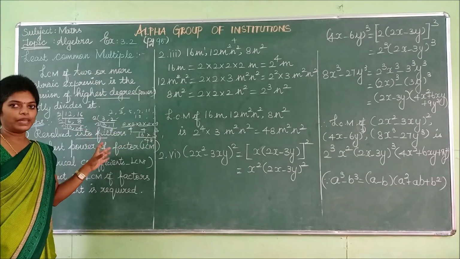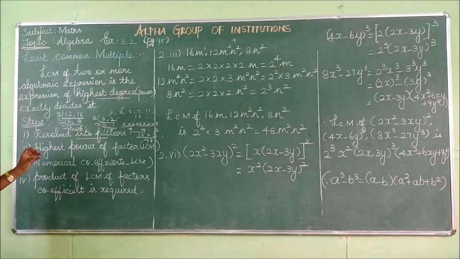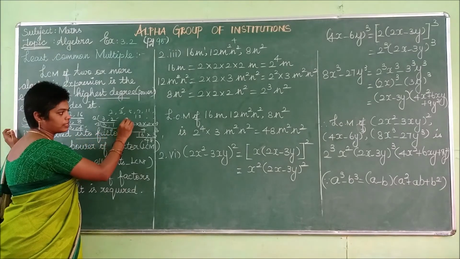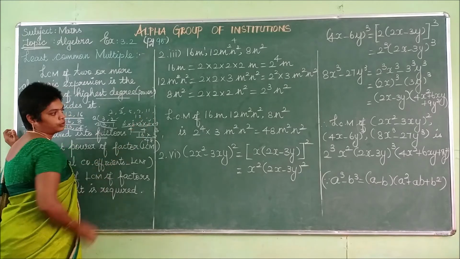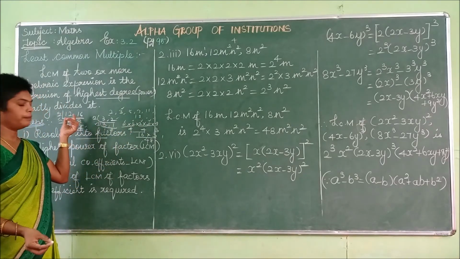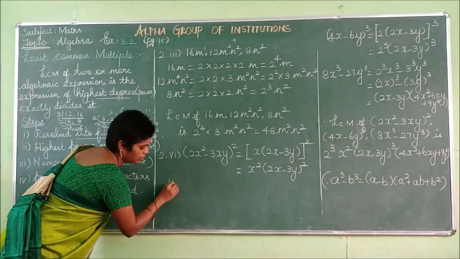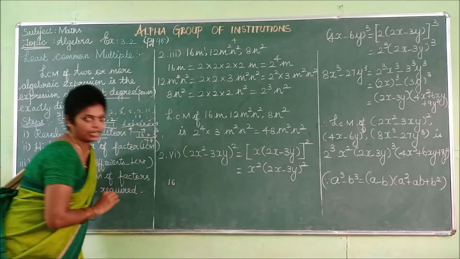For algebraic expressions, when you are finding the LCM, you have to look at what procedure and what steps you have to use to find that LCM value. First, you have to resolve into factors. So these are the factors for the numbers 12 and 16. Or simply, finding the factors for 16.